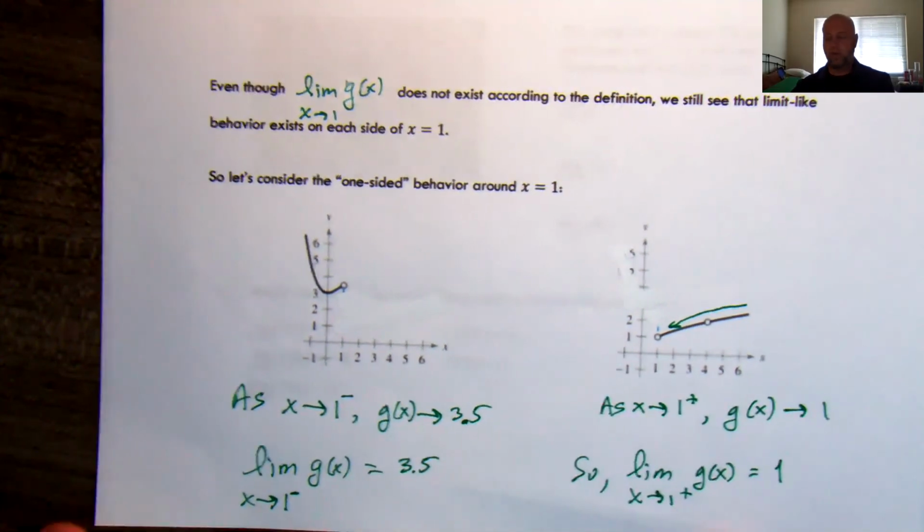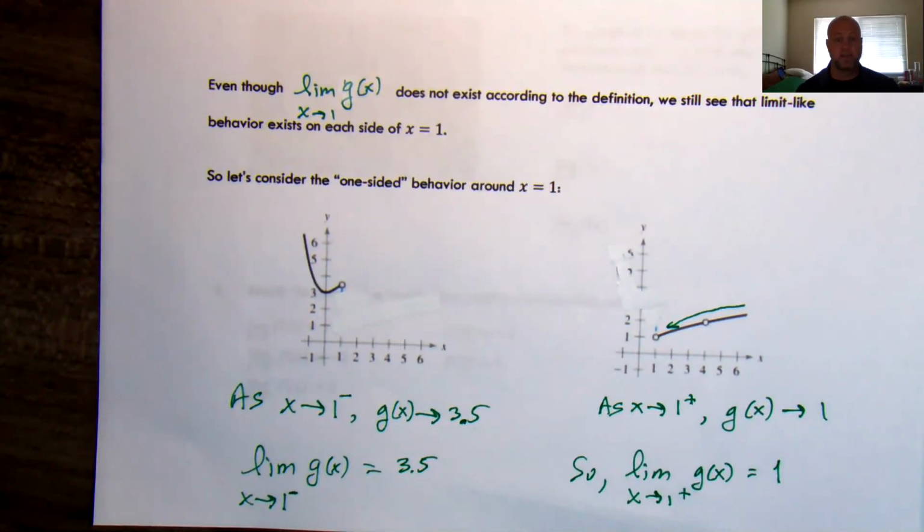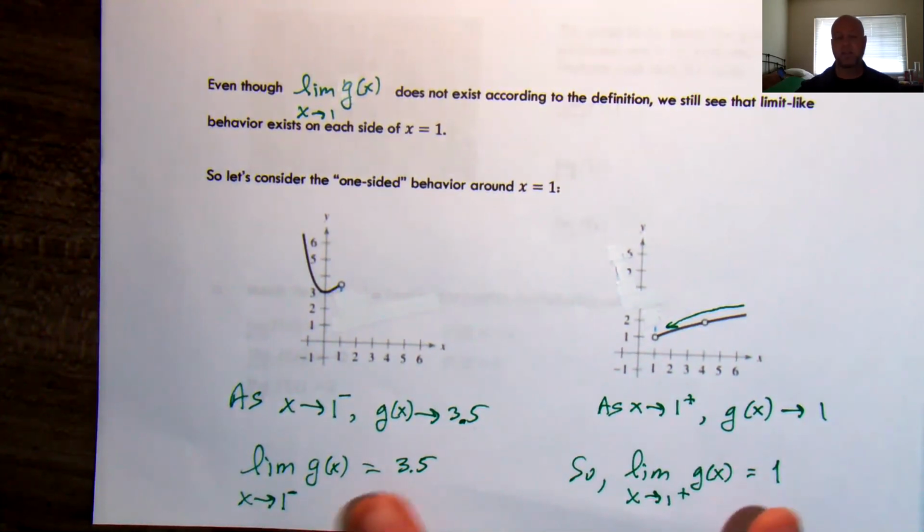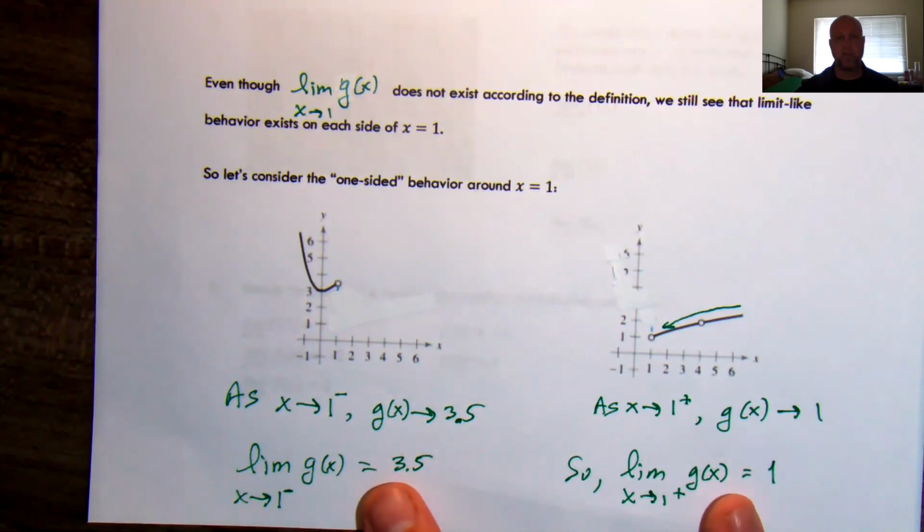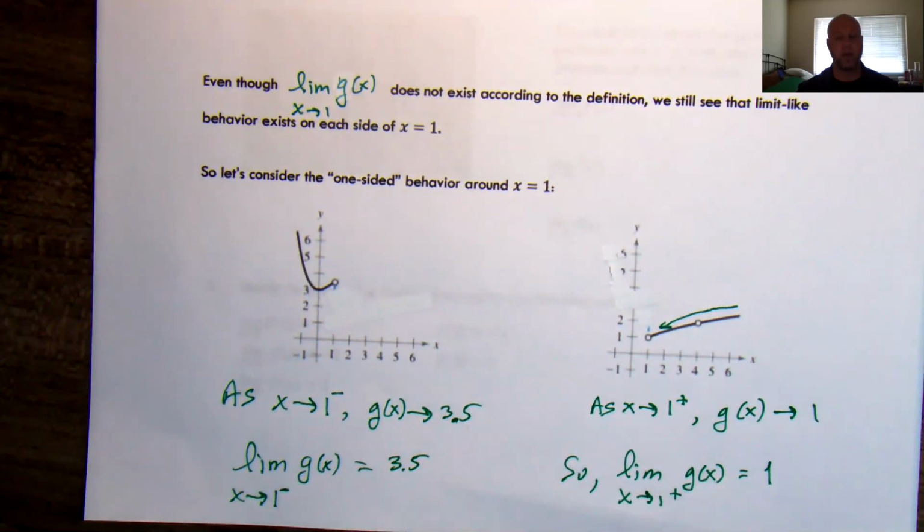We refer to these as one-sided limits, and these are technically not real limits because our definition said you have to approach from both sides. But it's common in calculus to use the notation of something like a limit, even when it's not technically a real limit, just because it gives us a concise mathematical statement describing the behavior.